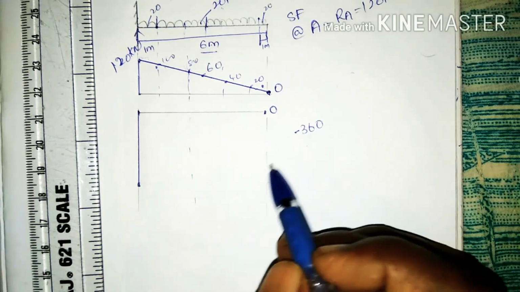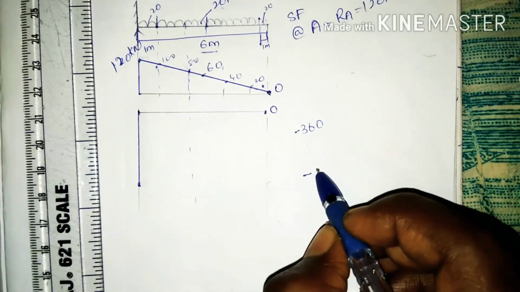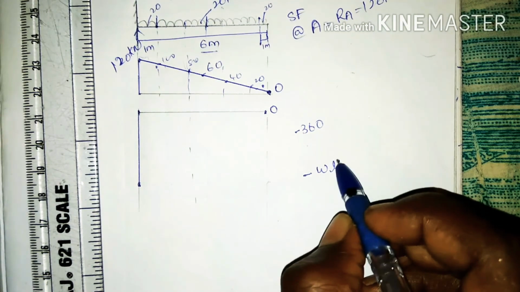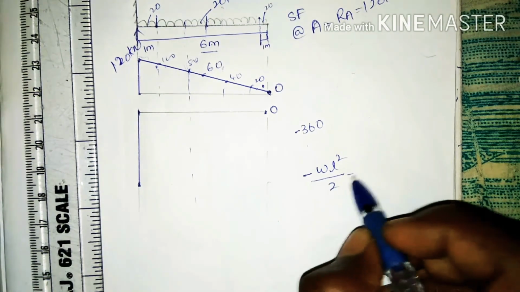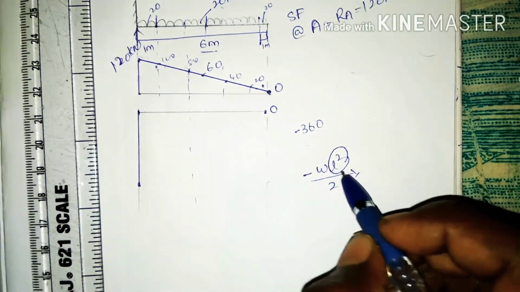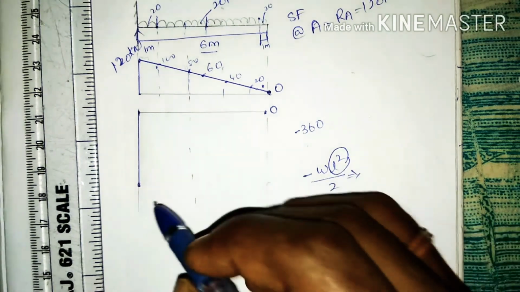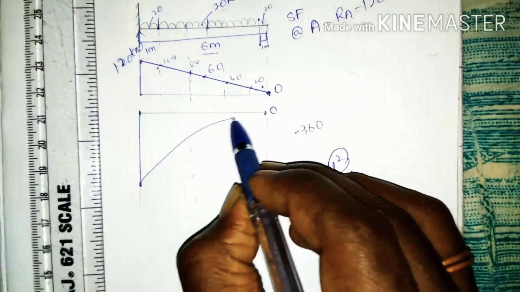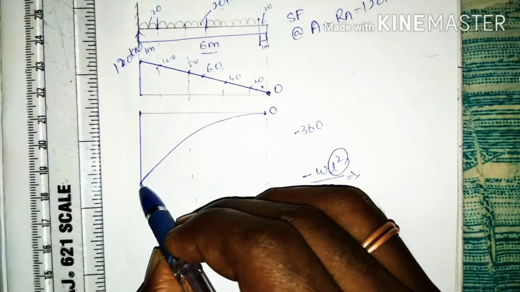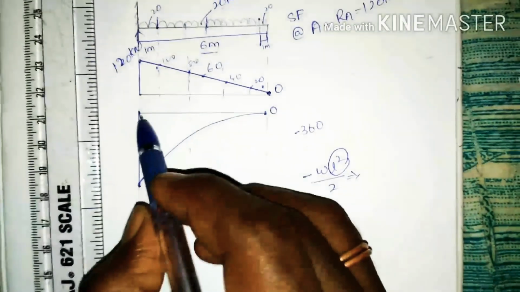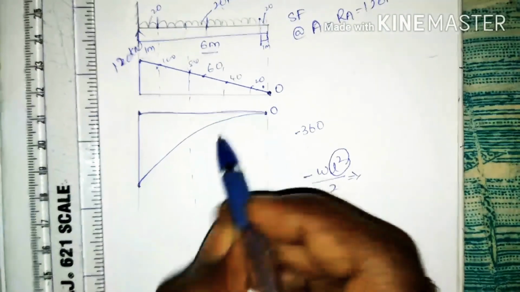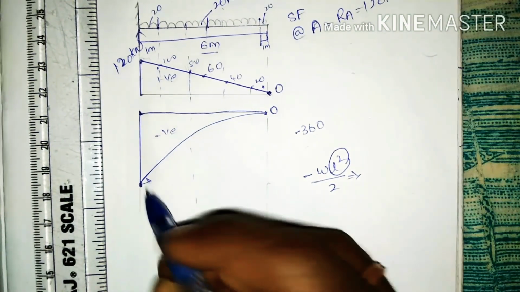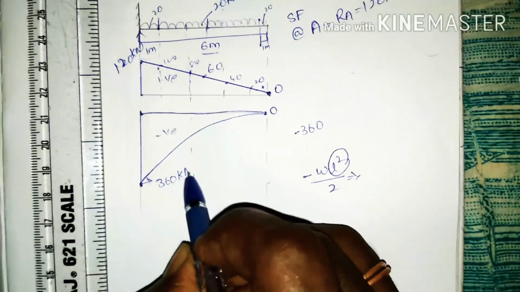While joining from 360 to 0, because when we derived the equation for the moment, WL square by 2, the L square indicates that it should be in a parabolic manner, so we have to draw a parabolic line while connecting from the moment about A to the moment about B. This is our bending moment diagram. This is in negative and this is in positive. The value here is 360 kilonewton meter.